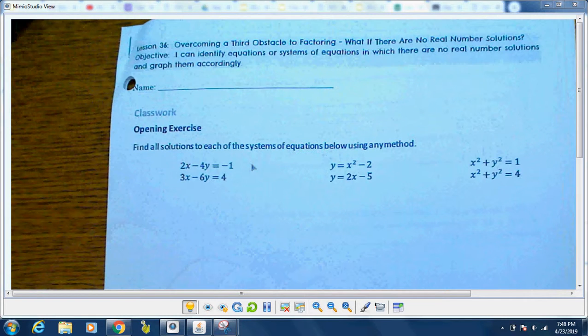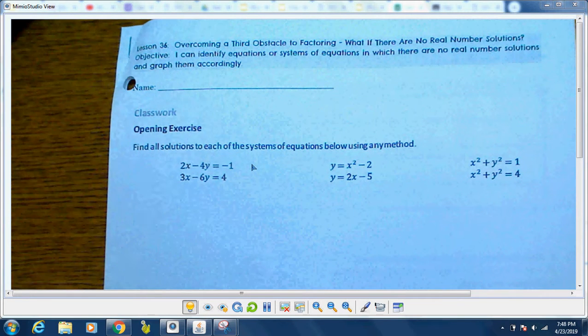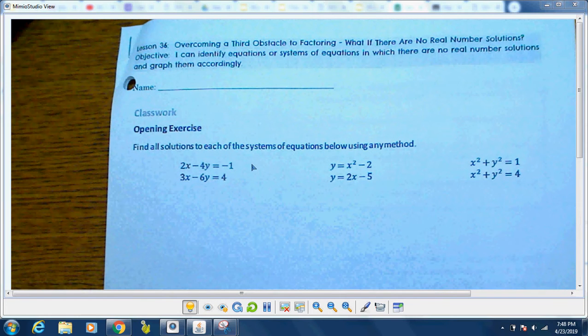All right, we're going to look at lesson 36, overcoming a third obstacle to factoring. What if there are no real number solutions? So our objective is I can identify equations or systems of equations in which there are no real number solutions, and I can graph them accordingly.